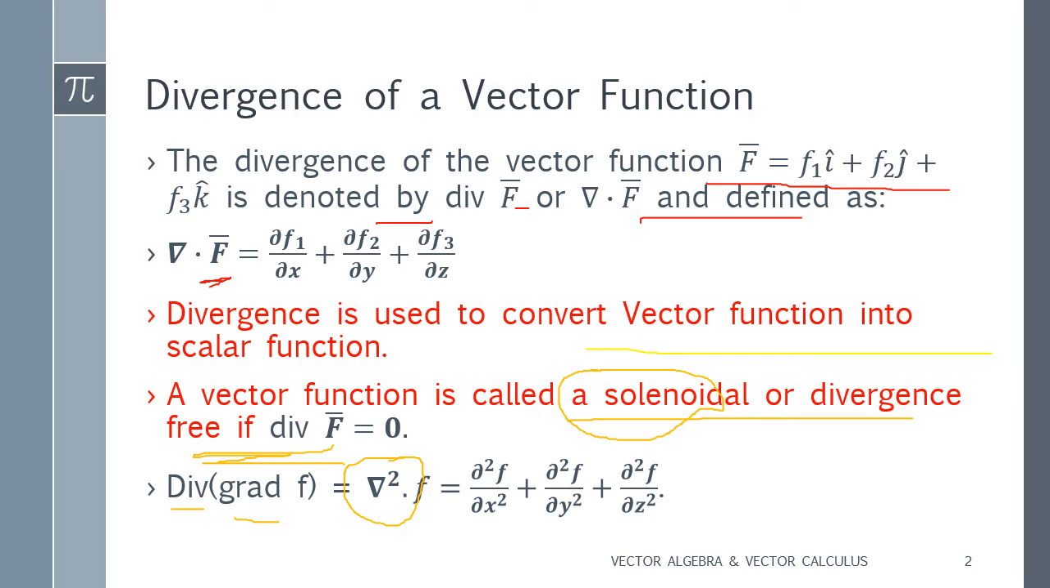Now gradient, and then you have to apply divergence. So first you have to find its gradient, and after the gradient find the divergence. So you may get this formula: the second derivative of f with respect to x, same for y and same for z.